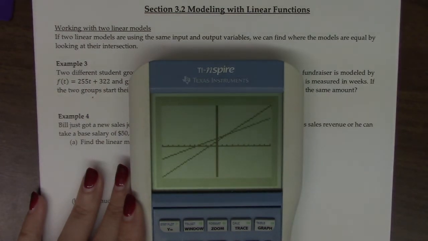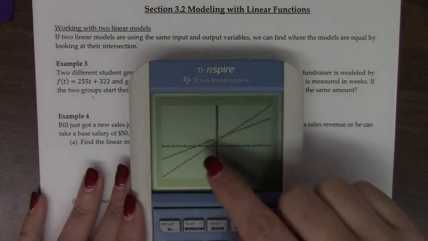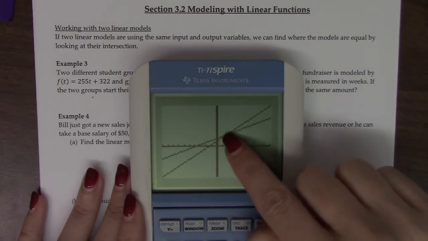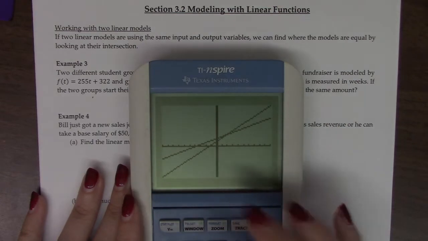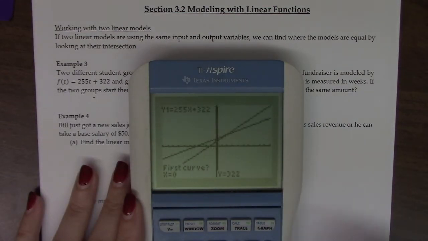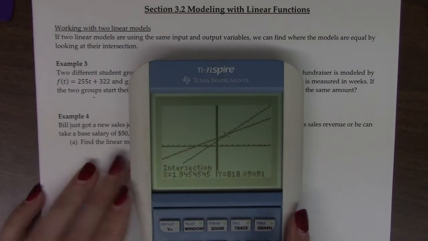And we can see their intersection. When these lines cross, that is when these fundraisers are going to have the same amount in this time. If you look, this one's sort of winning until you get to this point, and then this one overtakes it, so now this group has more money. So let's find the intersection. We're going to go second calc, intersect, grab the first line, grab the second line, guess, and it says about 1.95 weeks.